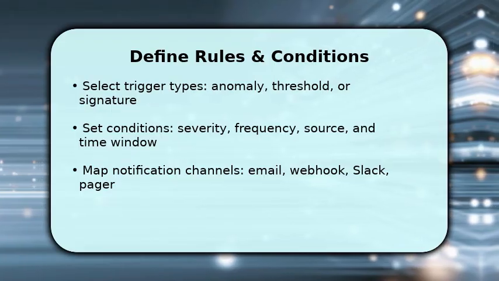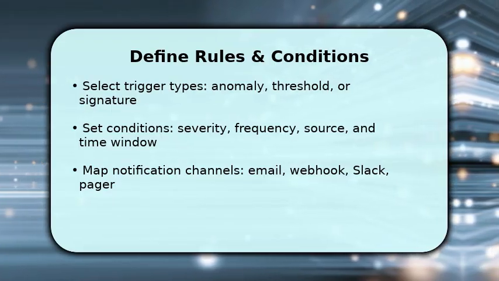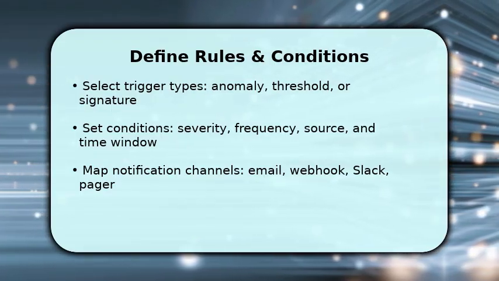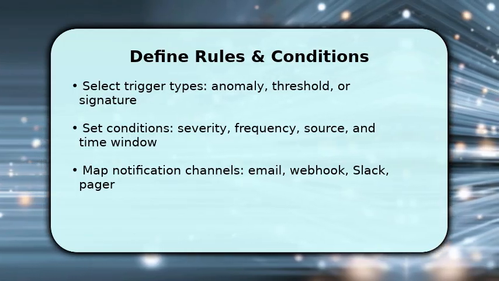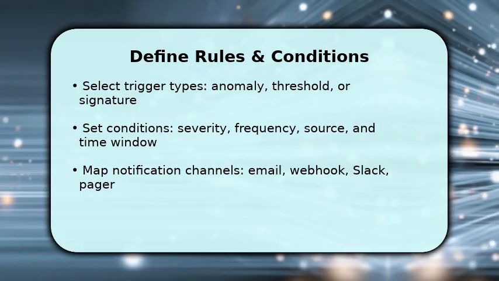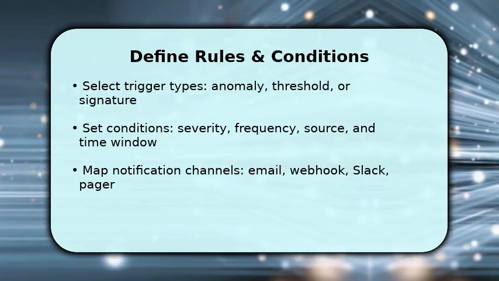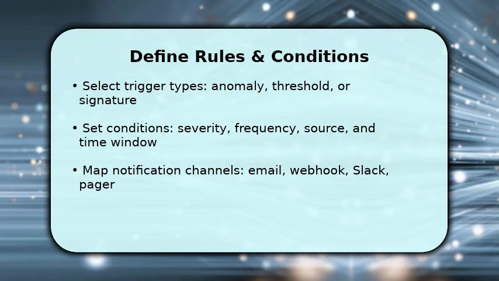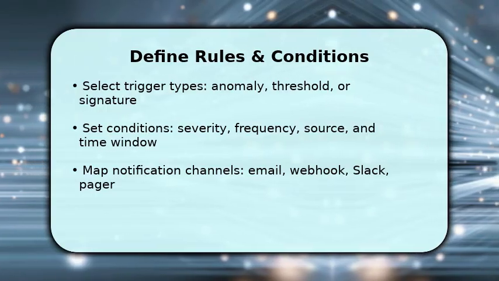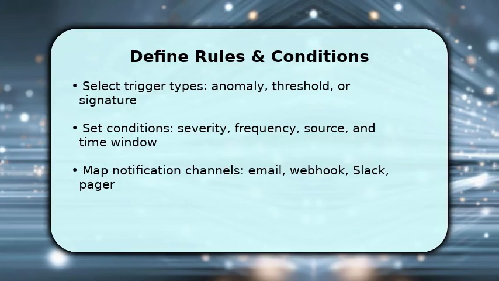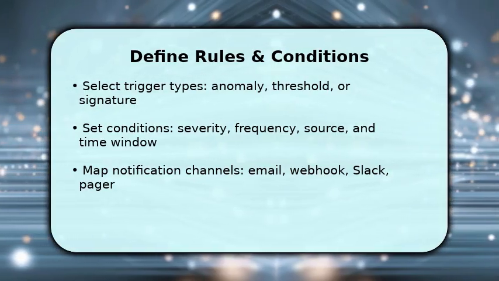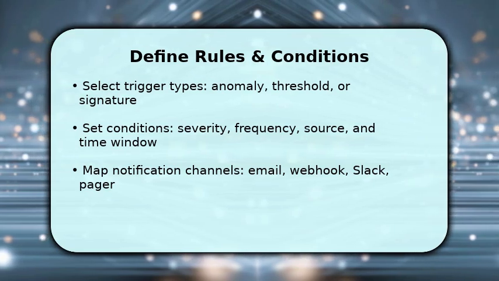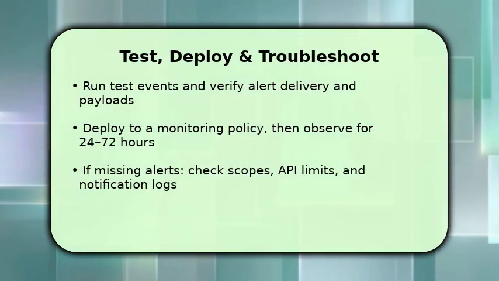Once chosen, set precise conditions, severity levels, minimum frequency, source filters, and the time window to reduce noise and catch real incidents. Make sure to map notification channels immediately so alerts reach the right teams via email, webhook, Slack, or pager. Also configure suppression and rate limits so duplicate alerts aren't disruptive. These middle steps are where accuracy and operational usefulness come from. Finish by testing and deploying.